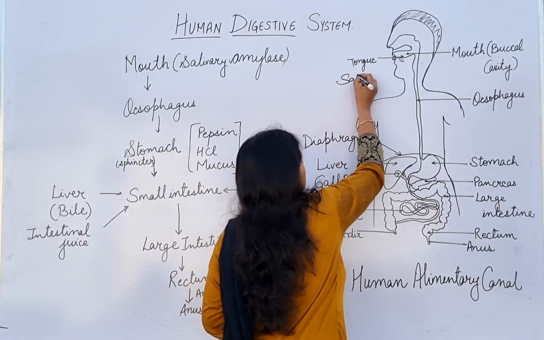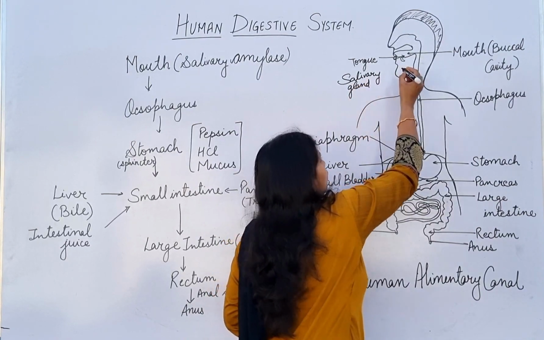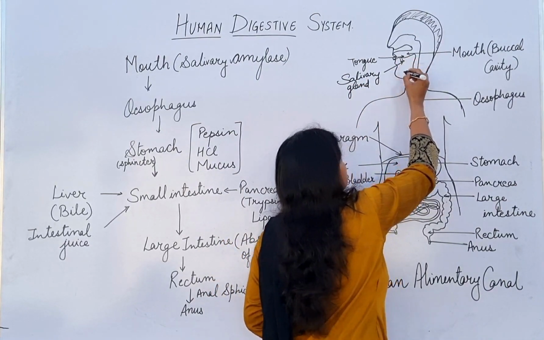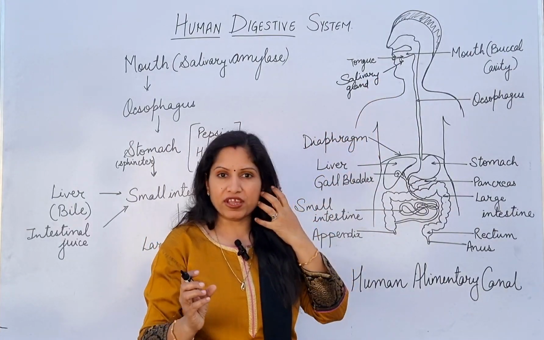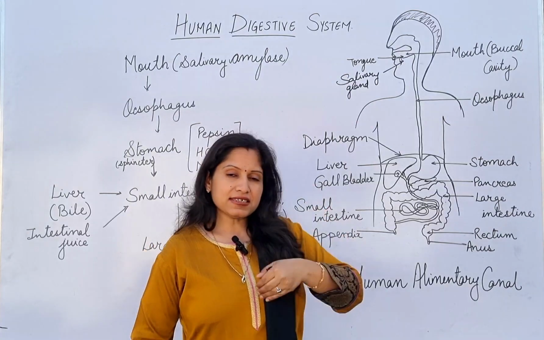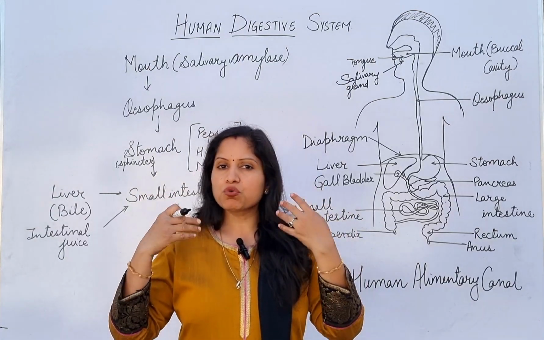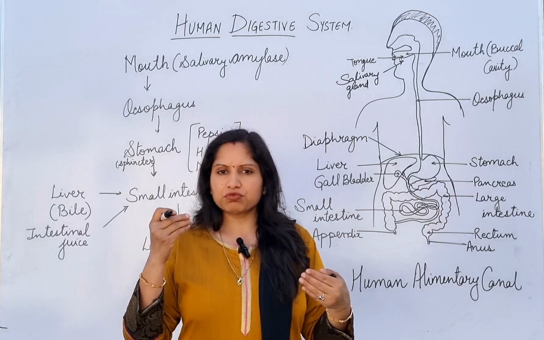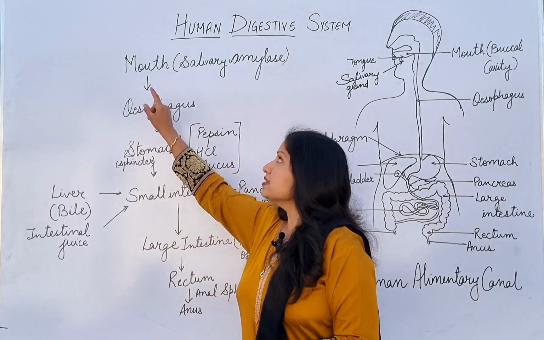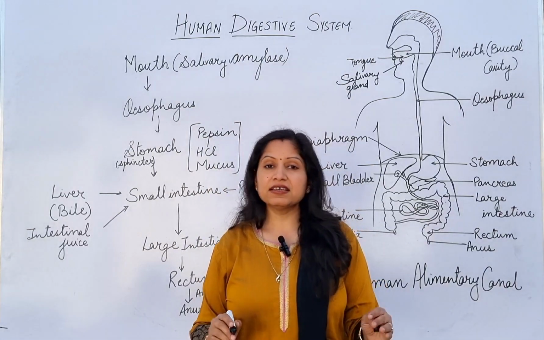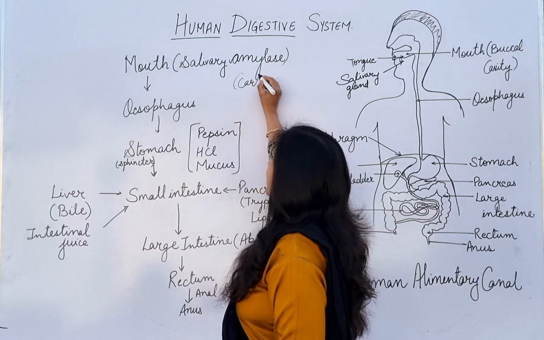Salivary glands are present in the mouth and open into the mouth, and their secretions help in the process of digestion. They moisten the food so that it is easy to swallow. The tongue also helps in swallowing the food so that it goes from the mouth into the esophagus. One very important thing is that there is salivary amylase present in the saliva. This salivary amylase helps in the digestion of carbohydrates.